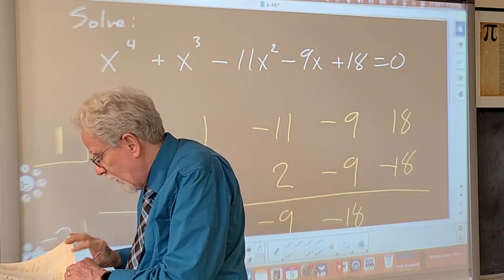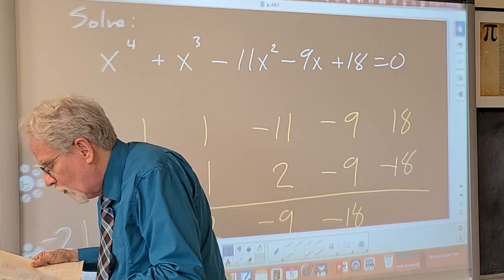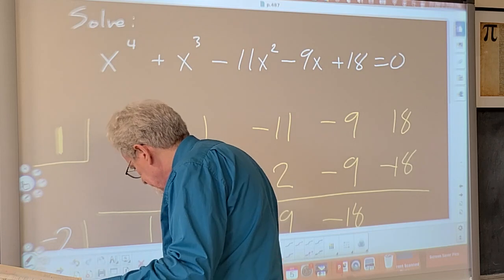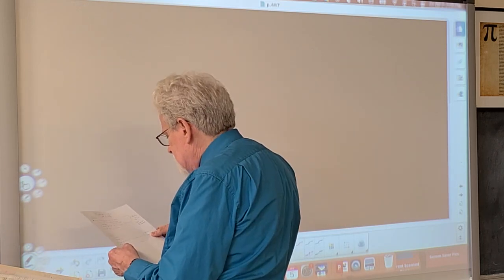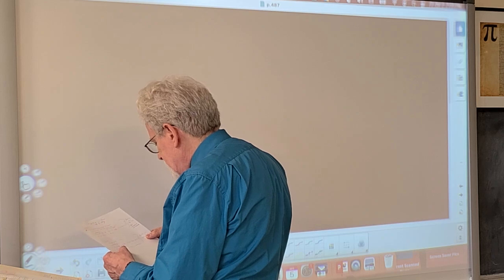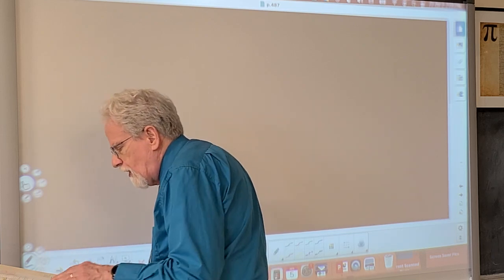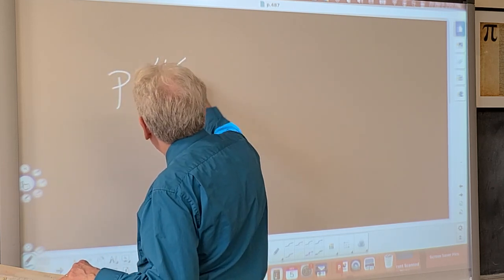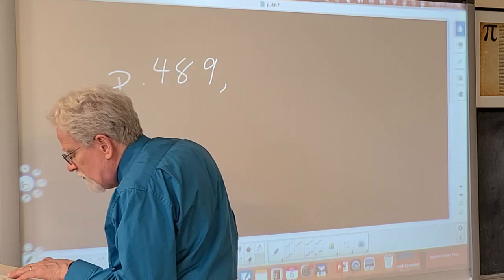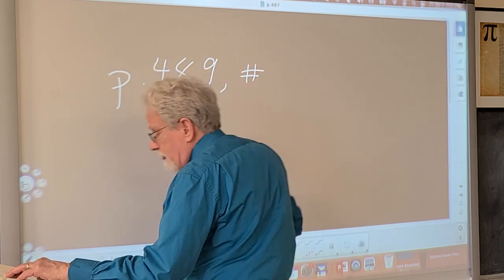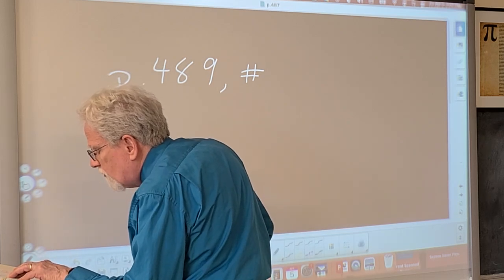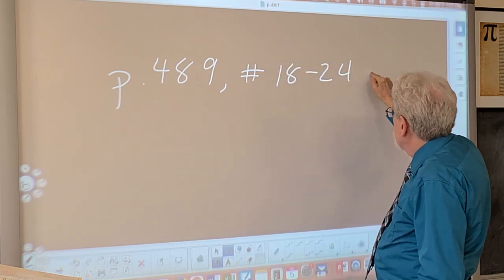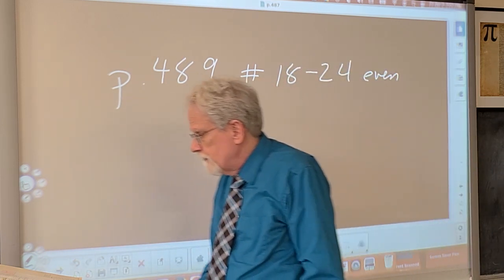All right, that's all I have for you. So with that being all I have for you, here's your assignment due tomorrow. Let's see. Okay, that's not going to be true. That's okay. Your assignment is page 489. Wow, almost page 500. Numbers 18, 20, and 22. Actually, 18 through 24 even.